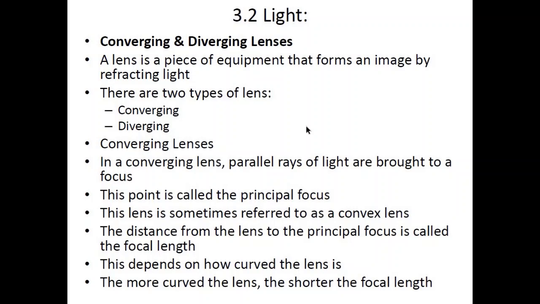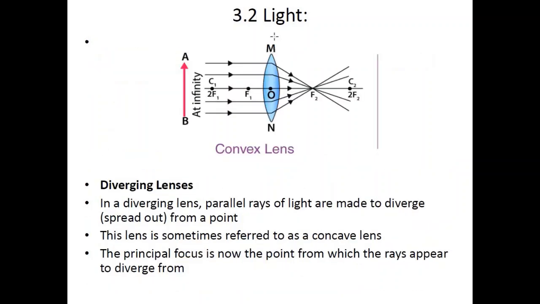The distance from the lens to the principal focus is the focal length. This depends on how curved the lens is. The more curved the lens, the shorter the focal length. If this lens is more curved, the focal length would be shorter.